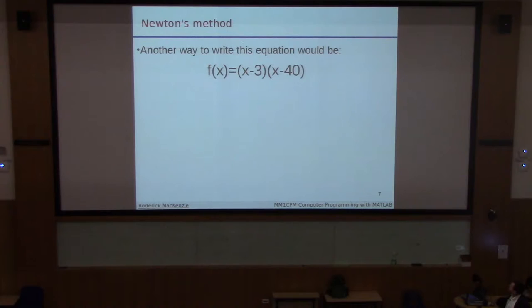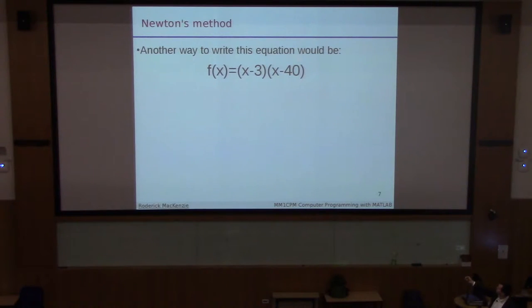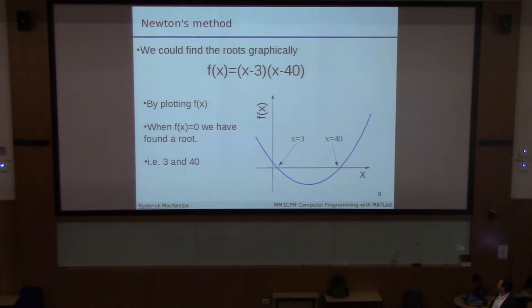So then, another way to write this equation would be f of x equals brackets x minus 3, x minus 40. So we're basically saying that we've got a function of x, which is this. Now, if at school when you were 16 you couldn't solve that, it was too complicated, what you could have done is written it out like this. So f of x equals (x minus 3)(x minus 40), and then you'd have plotted a graph of f of x against x.